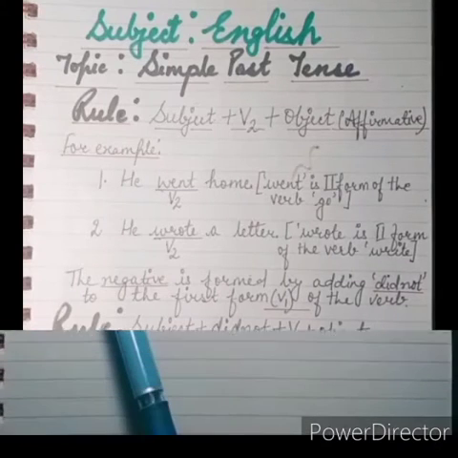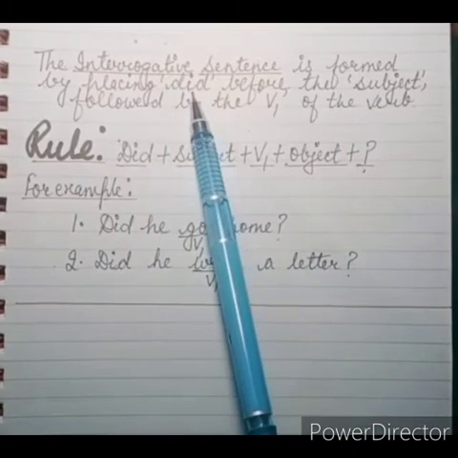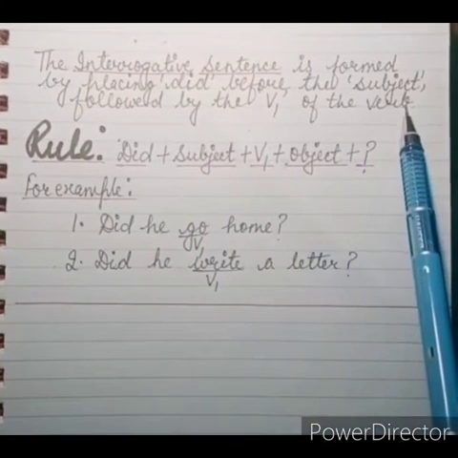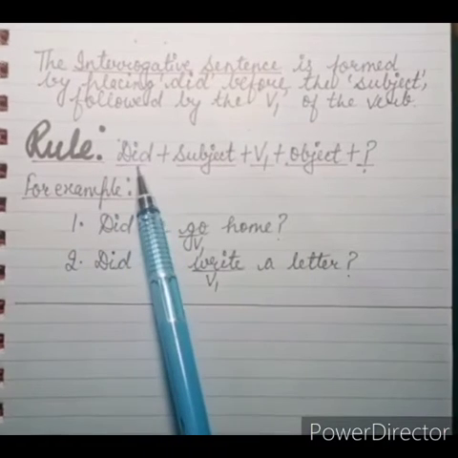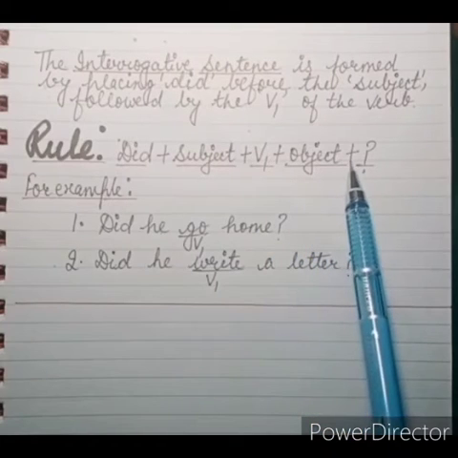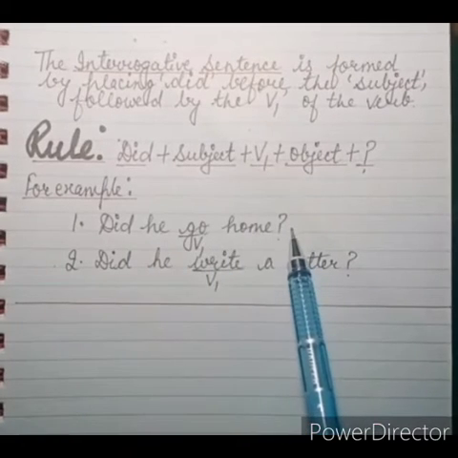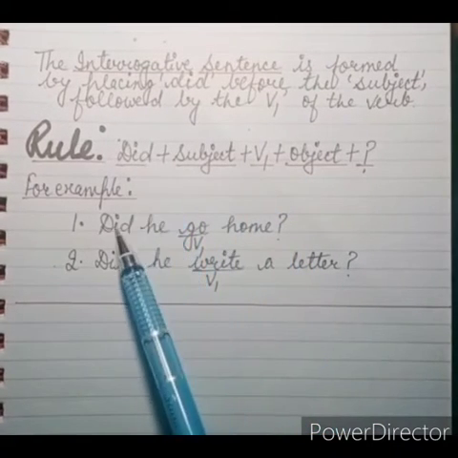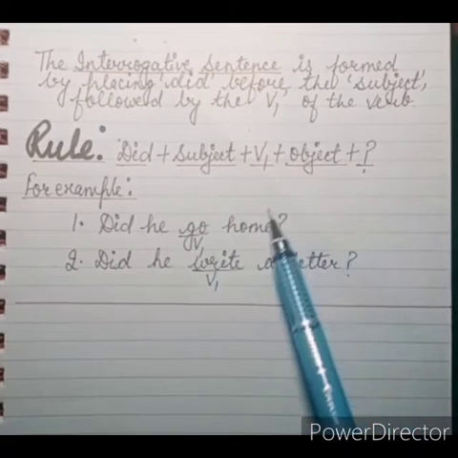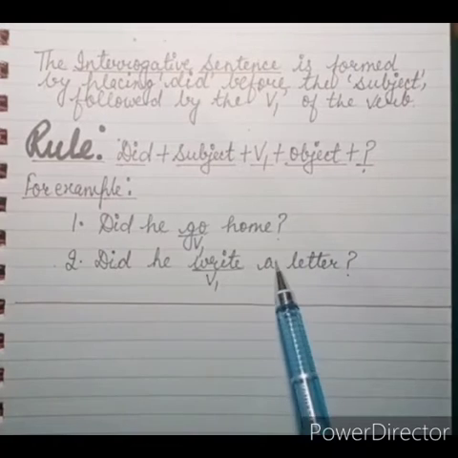Similarly, you have to put did not after the subject and you have to use the first form of the verb and then the object. The interrogative sentence is formed by placing did before the subject followed by the first form of the verb. Rule: did plus subject plus first form of the verb plus object plus a question mark. For example, did he go home? Question mark. According to the rule, it starts with did. Subject here is he. First form of the verb, go. Object is home and a question mark. Another example, did he write a letter?